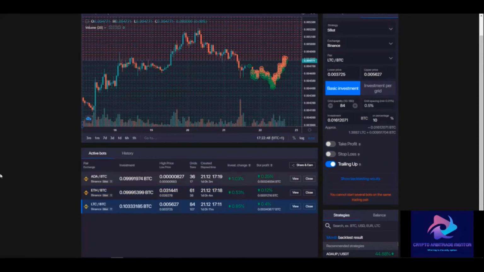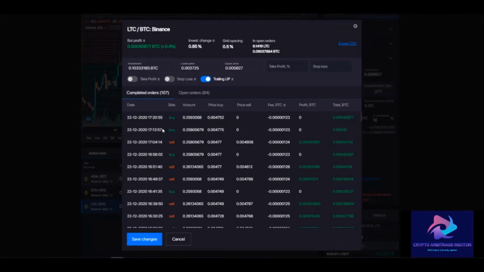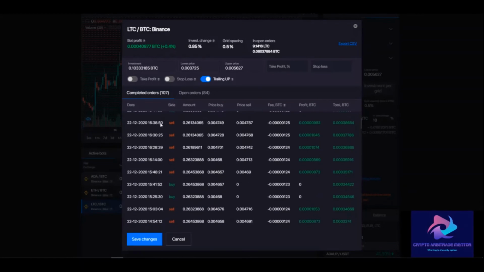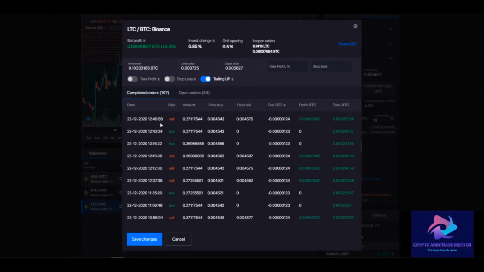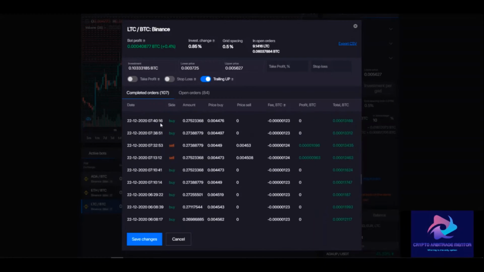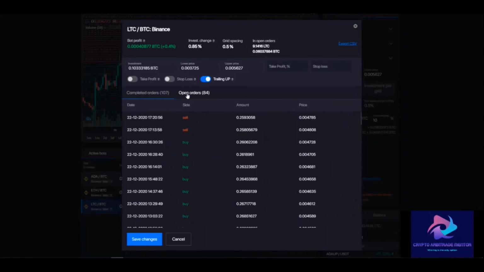And see here the little coin against Bitcoin, you can see 0.5%, which is a middle profit per trade, and you can see that this amazing bot makes 107 trades in 24 hours, and you can see all the times that these trades were done. And now it again has 84 open orders that will close when the price hits the orders.